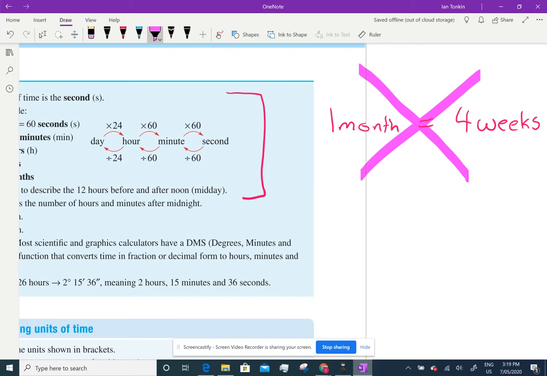And the only one that has exactly 28 days is February. And that only has it 3 out of every 4 years. So please do not equate 1 month with 4 weeks. It'll run you into trouble.